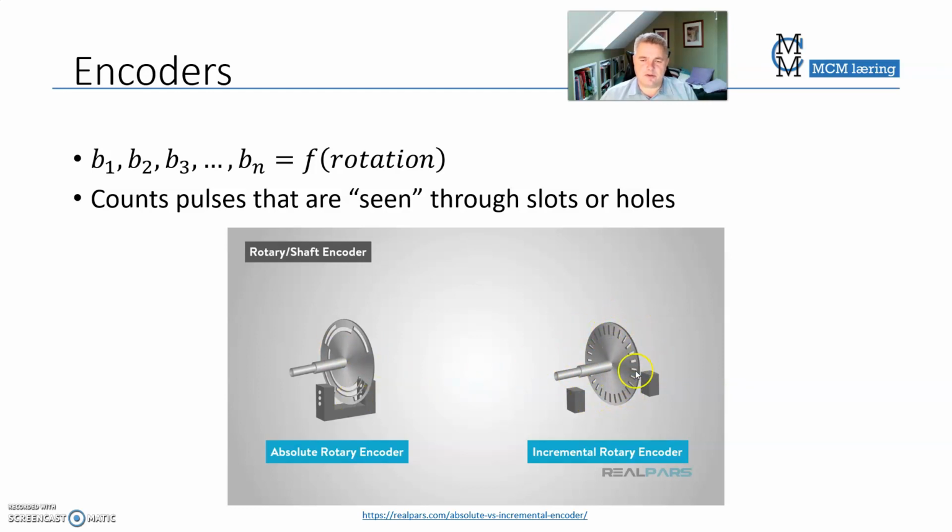The simpler ones here are basically used to count or to find the rotational speed of the axis, while this one is used to find the specific position of the axis. And if you imagine that you roll this wheel along a board, you can actually find out how long it has rolled. And you can find out also in which direction it rolls. You can't find that out here.